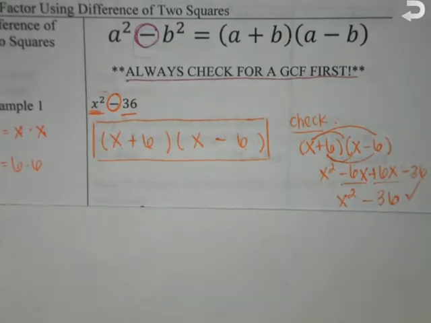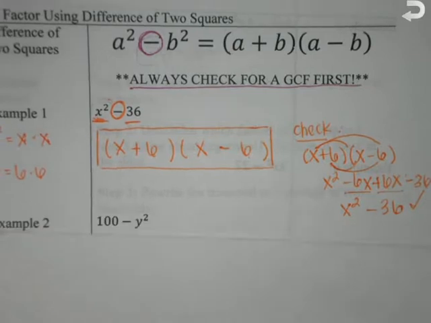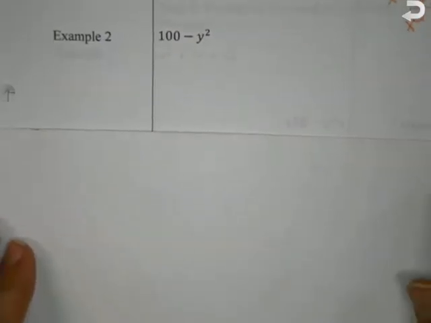Make sense? Not too bad? It's just the opposite of what we did in the previous unit. We're just doing everything we did last unit, but backwards. Okay, so example 2. 100 minus y squared.